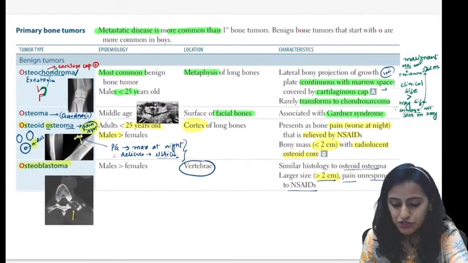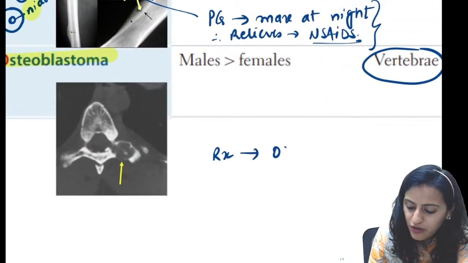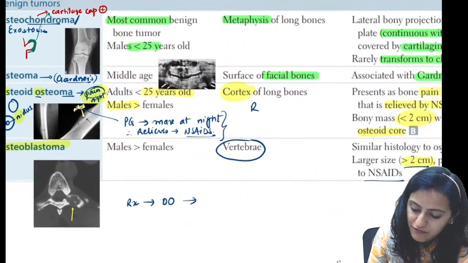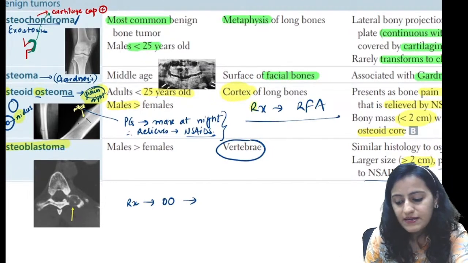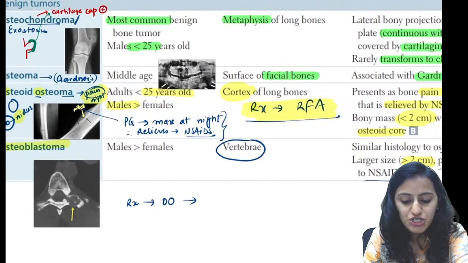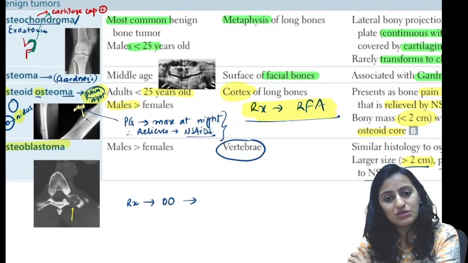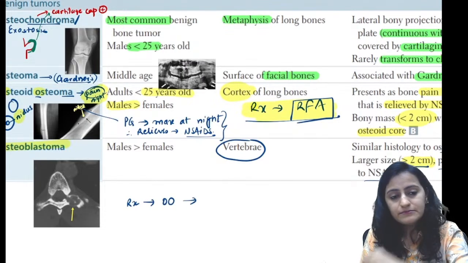So that is osteoblastoma. And very, very important, what treatment do we use for osteoid osteoma? What is the treatment for osteoid osteoma? This has been asked in a recent exam. Remember, it is radiofrequency ablation. So very important, radiofrequency ablation is used as a treatment for which bone tumor? It is osteoid osteoma.